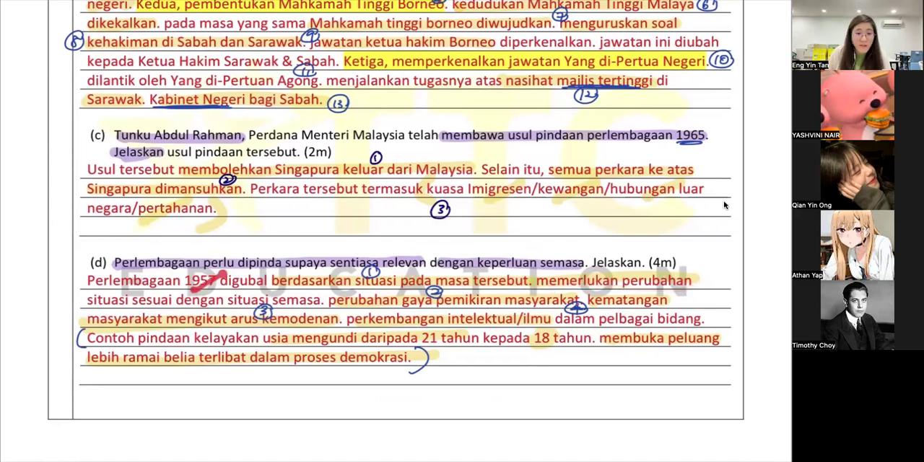Example in 1957, we created, because of the situation at that moment, our country status is different. Previously, we using the British law because we under their penjajahan. Tapi sekarang, our situation is different. Situation berbeza. So we need to change.